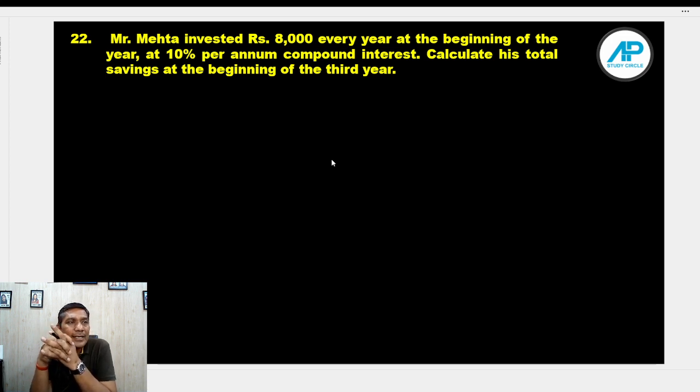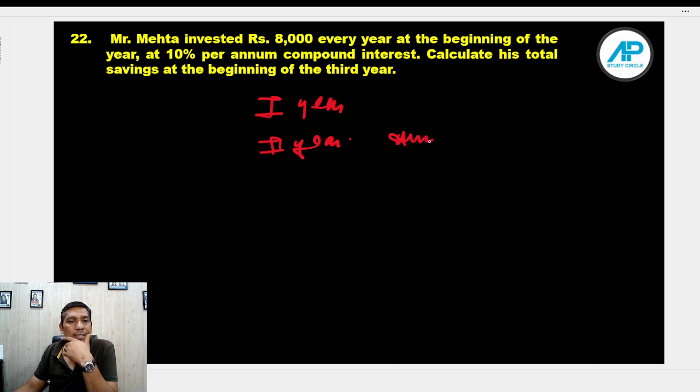So then invested rupees 8,000 every year at the beginning of the year at 10% per annum compound interest. Calculate the total saving at the beginning of the third year. I'm not solving this question for you because it's a very basic and simple question. You have the value of principal, 8,000 rupees. Find the interest for the first year. Find the amount at the end of the first year. Find the interest for the second year. Find the amount at the end of the second year.